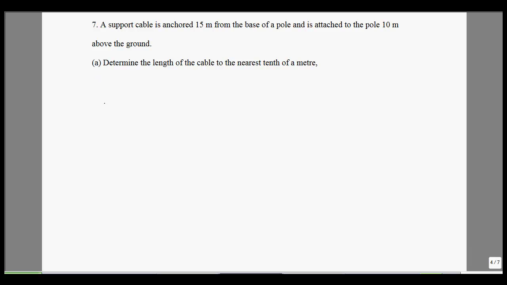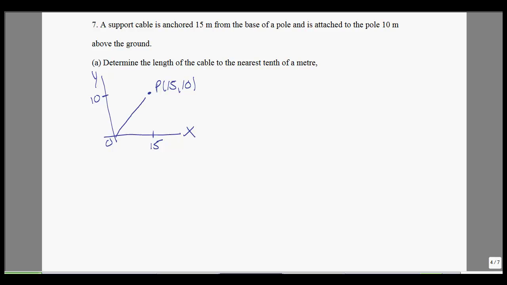So let's draw a picture first. We have our X and our Y and our origin. And we have a pole that is 15 meters from the base and 10 meters above ground. So we're going to have a point P at 15, 10.